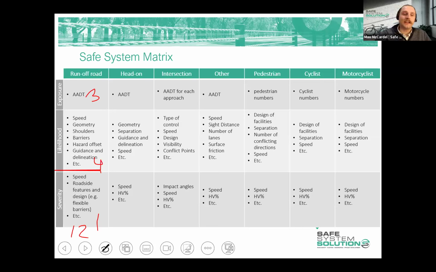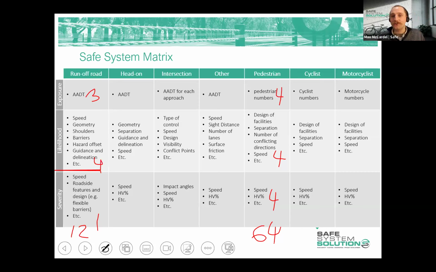Worst case scenario, let's say pedestrian numbers, we've got lots of pedestrians, and it's highly likely for a pedestrian crash to occur. And the speed environment means it's very likely that that would be a fatal or serious instance. That would be a score of 4 times 4 times 4, which is 64. So the highest score that you can get out of each crash type is 64. In other words, every one of those columns is measured out of 64.